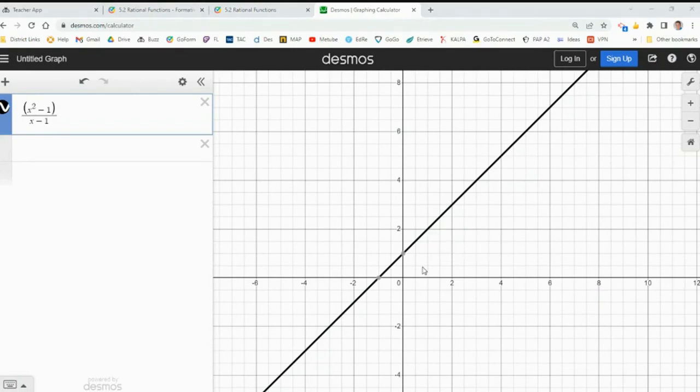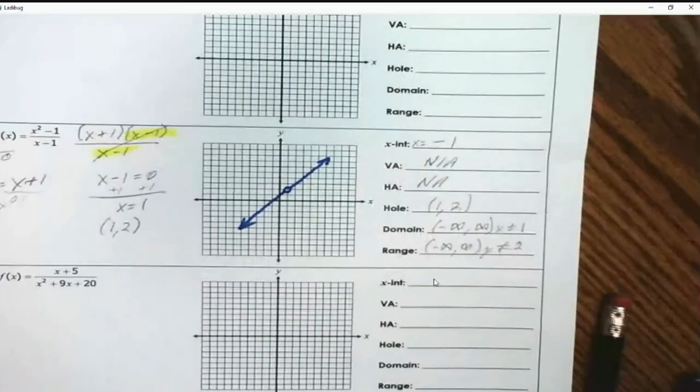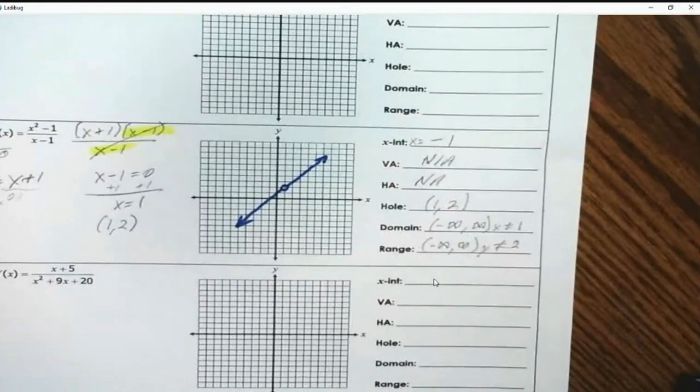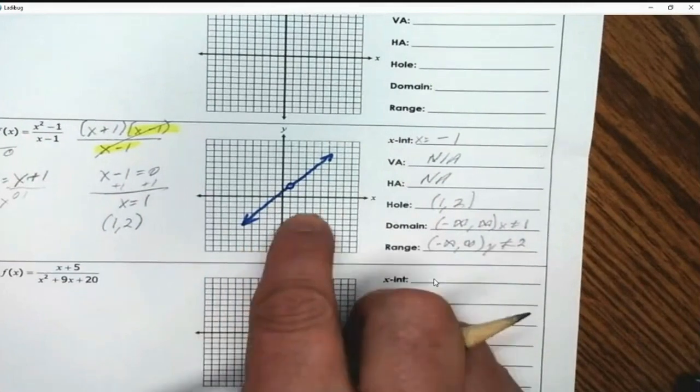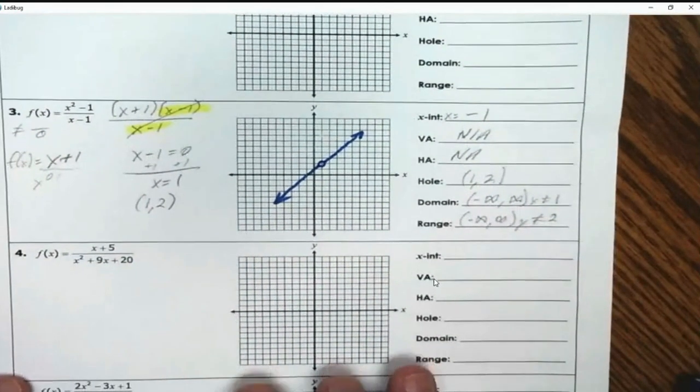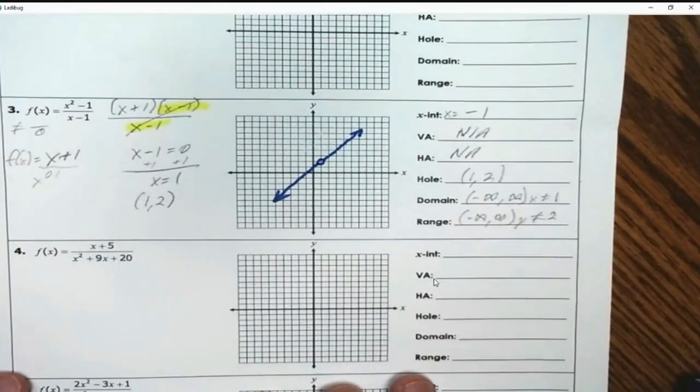So holes are the tricky part. You can't just look at Desmos to tell what the hole is, because it's not going to show you unless you very slowly go over every point on the graph. All right, let's look at another one.